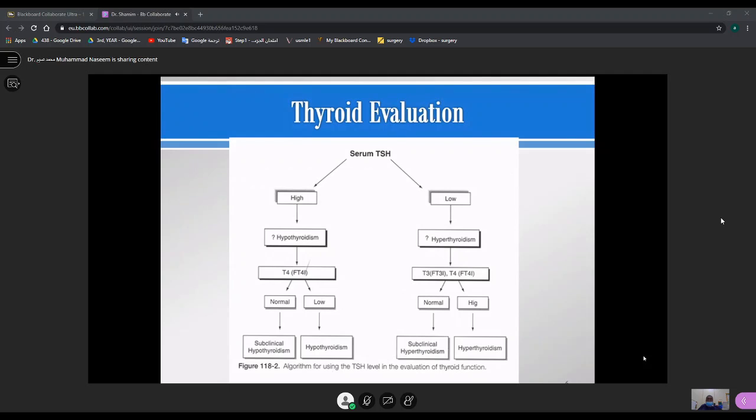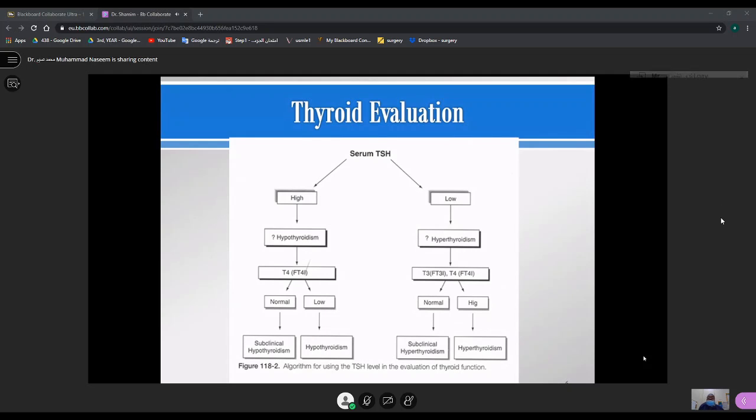Our first baseline test is assessment of serum TSH, thyroid stimulating hormone. Then depending upon its value, we assess the patient according to whether they have hypothyroidism or hyperthyroidism. When the TSH level is high, it indicates hypothyroidism. So we will next do assessment of T4. Depending on the level of T4, it can be either normal or low. If the level is normal, it indicates subclinical hypothyroidism. And if it is low, then hypothyroidism is confirmed.